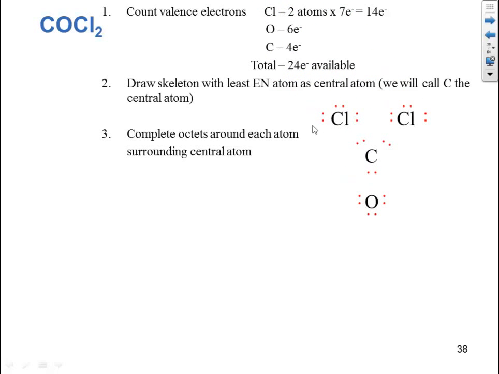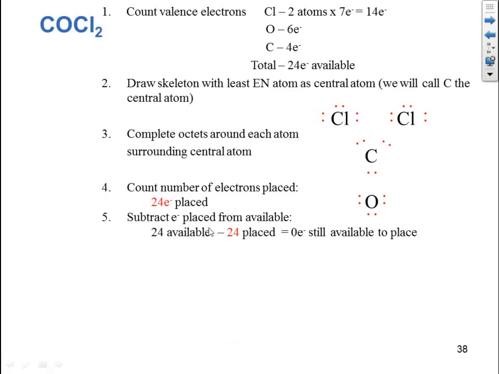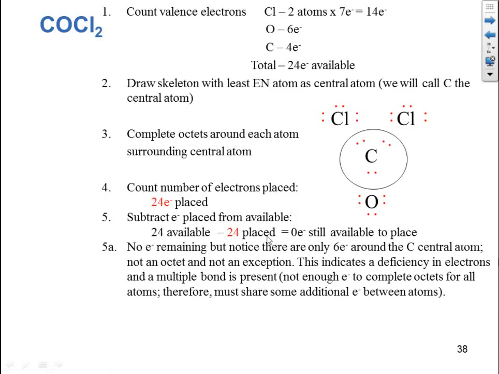Count the number of electrons I have. 2, 4, 6, 8 times 3. That's going to be 24 electrons that have been placed. I now have to subtract what I placed from my total, which gets me 0. Next step, we'll look at the central atom and see if I have an octet. I have no electrons remaining, so I can't add them to the central atom. But notice I only have 6 electrons around the central atom. That's not an octet, and it's not an exception.